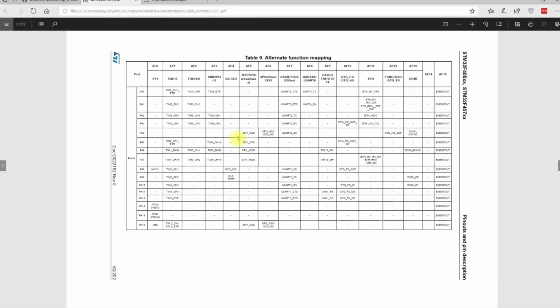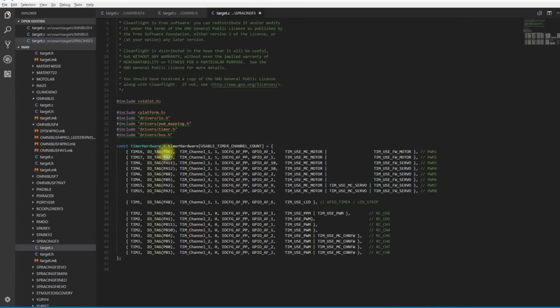PA6, PA7, let's go back to my table. So for PA6 and PA7, there are multiple different implementations, and you can more or less do whatever you want with them. Here, for PA6 we have timer 16 allocated, and for PA7 timer 17. So that means pin 1 and pin 2 can be configured however you want. You can, if you really want to, assign this to a motor and this to a servo, and everything will be fine.